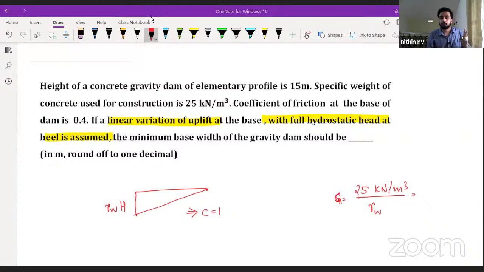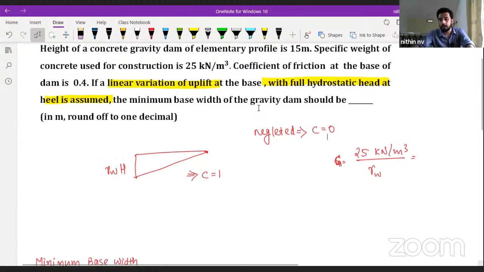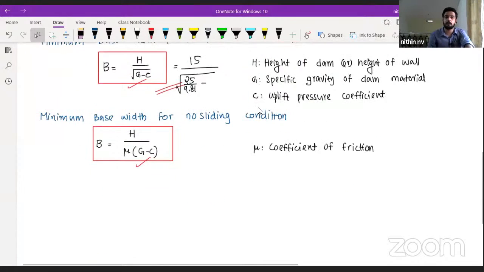There are two cases. Either they will give uplift is neglected, which means we will take C as 0. If they are giving that it is linear variation, then we will take C equal to 1. So here, since they have given the corresponding sentence, we can put C value is equal to 1. Then you will be getting some answer. You please comment how much you are getting for the first one.